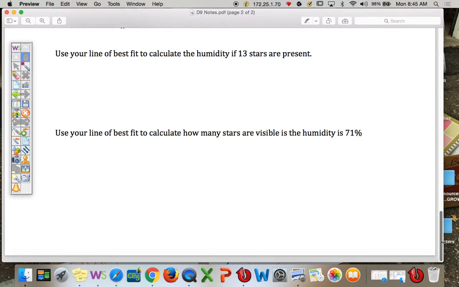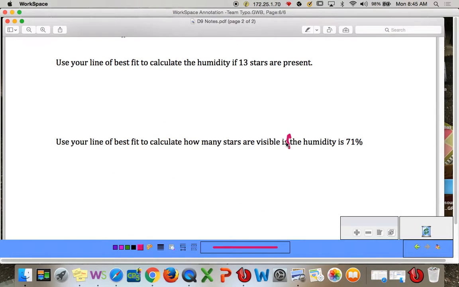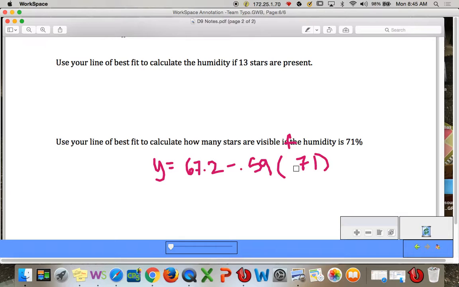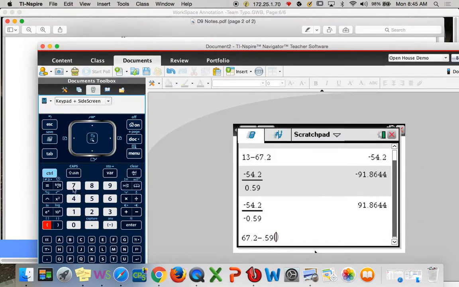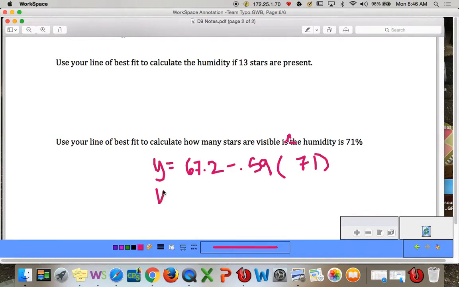Okay, and it says use your line of best fit to calculate how many stars are visible if the humidity is 71%. So again, we have our equation, and it was 67.2 minus 0.59x. And here, x is the humidity, so I'm just going to type that in here. So our humidity should have been 71, not 0.71. Okay, so now we just plug it in. So we have 67.2, again I'll hit Scratchpad, 67.2 minus 0.59 times the humidity, which is 71, and we can see about 25 stars are visible.